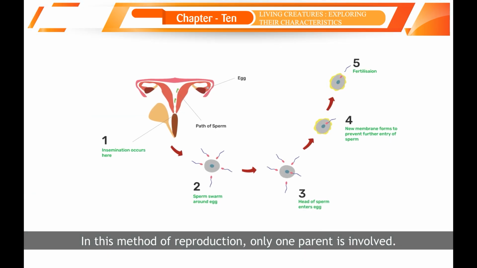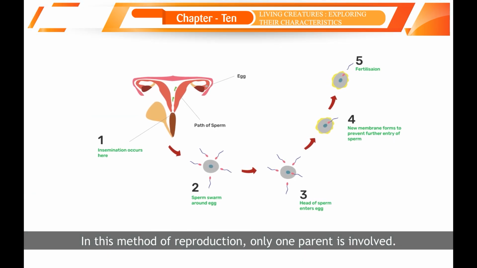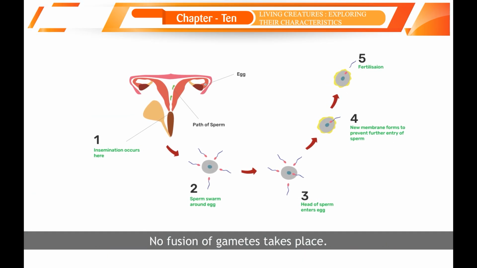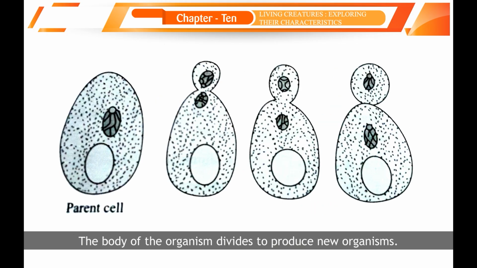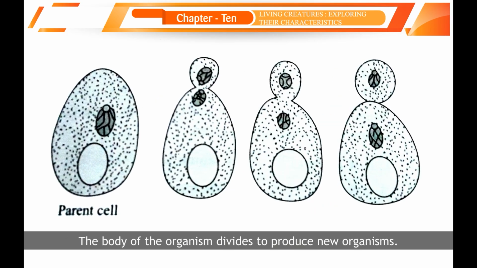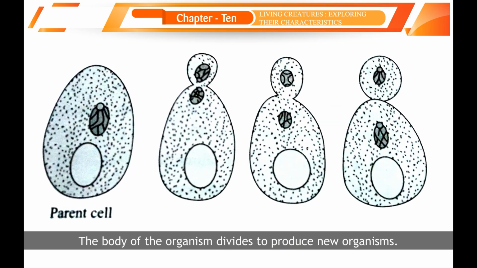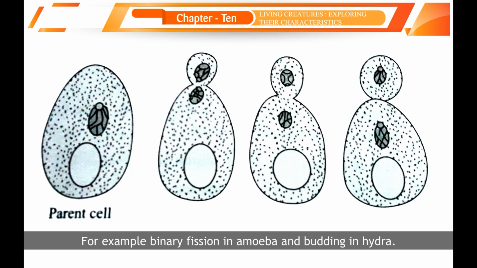Asexual reproduction. In this method of reproduction, only one parent is involved. No fusion of gametes takes place. The body of the organism divides to produce new organisms. For example, binary fission in amoeba and budding in hydra.